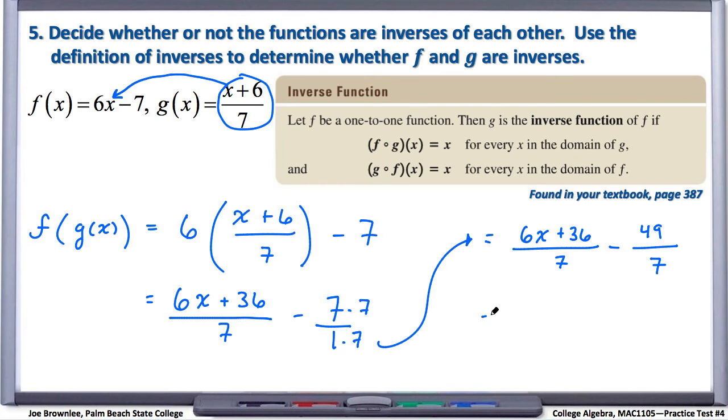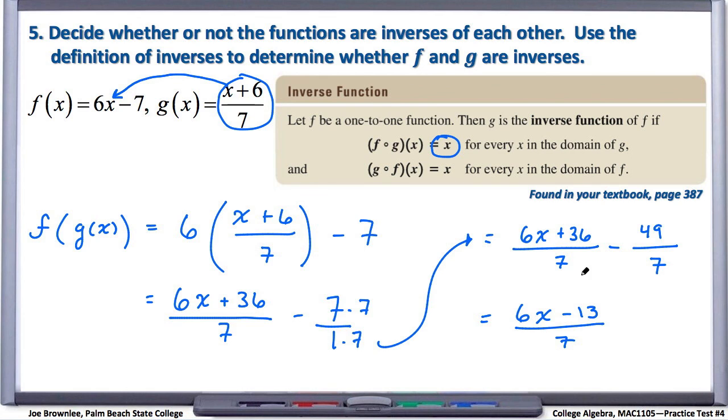Now that we have a common denominator, we can go ahead and combine these two terms, and so we'll have 6x plus 36 minus 49. So we end up with 6x, and then 36 minus 49 gives us negative 13, all over that common denominator. And so you can see here that we're not able to get this to reduce or simplify to a single x. And so therefore we can stop at this point, because when we compose f of g of x, meaning when we take g, plug it into the f function and try to clean it up, we're not able to get a simple x. And so therefore f and g are not inverses of each other.